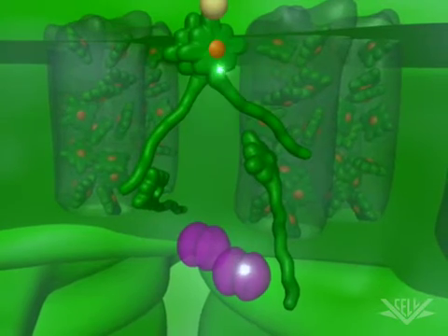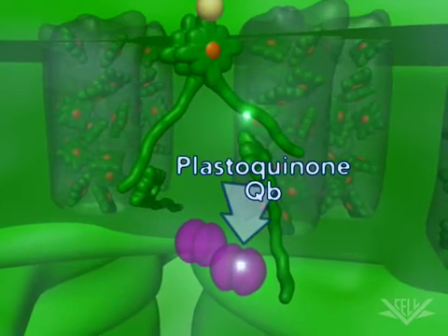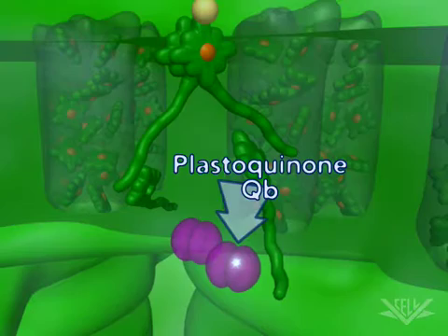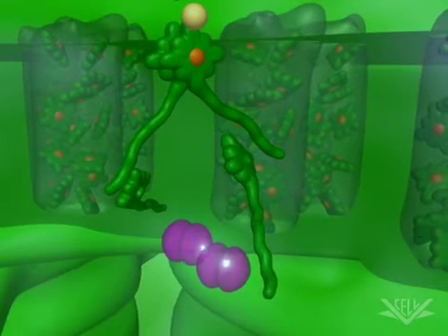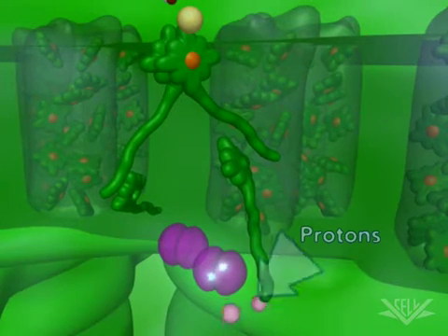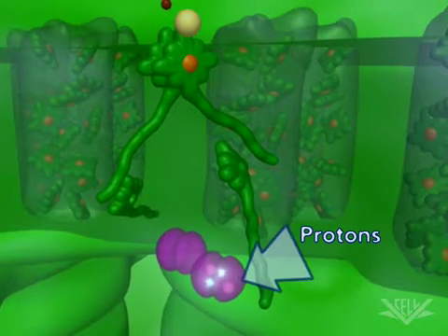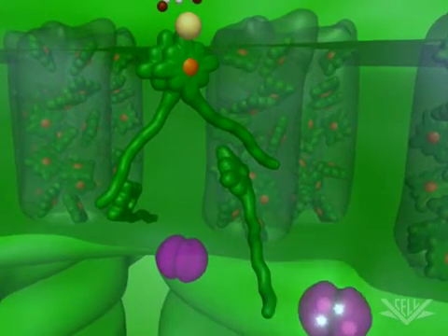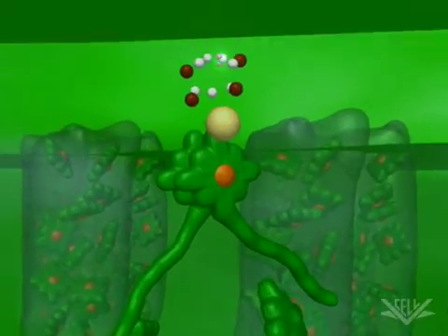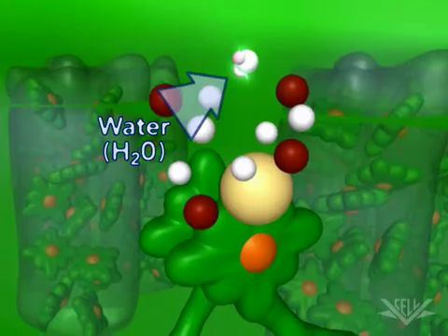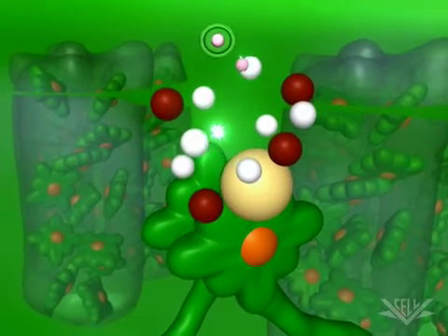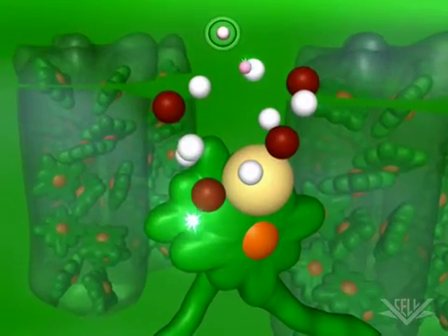Once excited, 2 electrons are transferred to plastoquinone QB, the first mobile carrier. In addition to the 2 electrons, QB also picks up 2 protons from the stroma. The 2 electrons lost from photosystem 2 are replaced by the splitting of water molecules. Water splitting also releases hydrogen ions into the lumen.